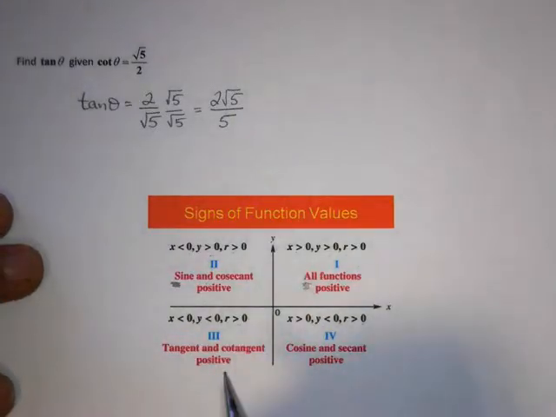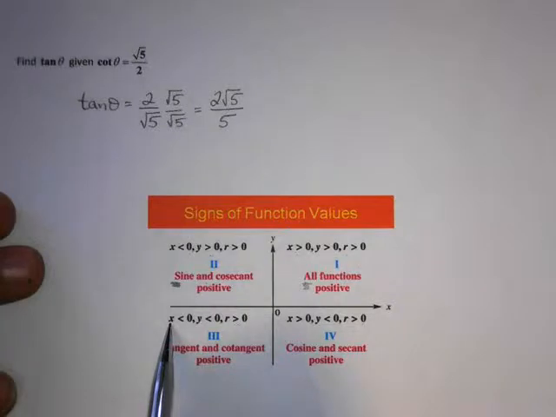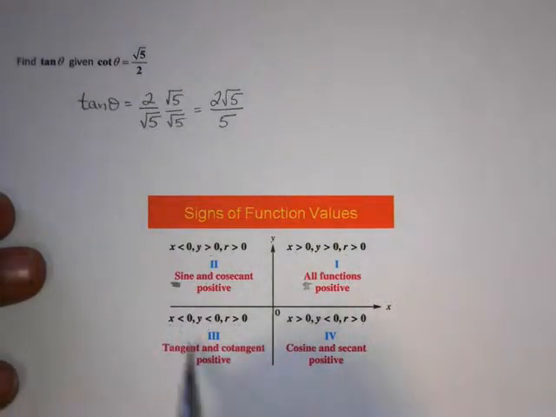In the third quadrant, you have to go back and down, so x is going to be negative, and y is going to be negative. Tangent is y over x, which is a negative divided by a negative, so that's going to be positive, and its reciprocal, cotangent, positive. The other 4 are going to be negative. So in the third quadrant, it's going to be tangent and its reciprocal.